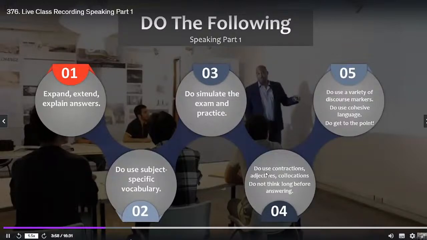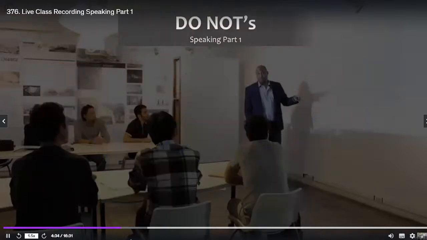That's the reason why they allow for you to use phrasal verbs and idioms. Make sure you use a variety of discourse markers. I can't tell you how many times I've been speaking with somebody and they keep saying "actually, actually this, actually that," and you're not showing range. You want to make sure you use cohesive language to connect your ideas together and get to the point, right? Get to the point, respond, extend, explain. That's how you do well in part number 1.